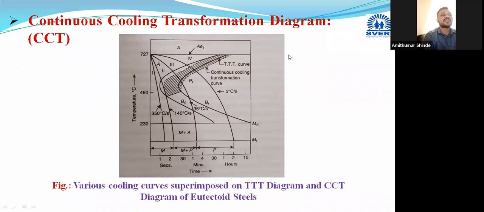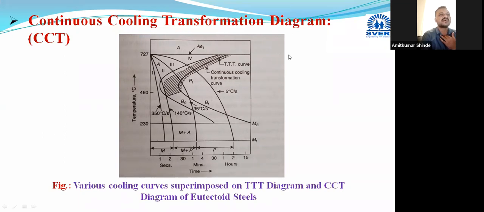We collect the samples at specific intervals, quench them in water or brine solution, and collect the information related to the microstructure. This is termed as continuous cooling transformation. Continuous cooling is happening in the remaining samples, and whichever transformation occurs, we plot by taking temperature as a function of time. That diagram is termed as the continuous cooling transformation diagram, also known as the CCT diagram.